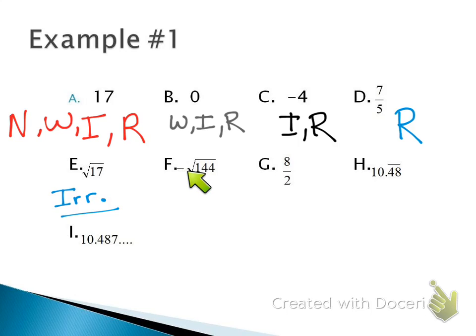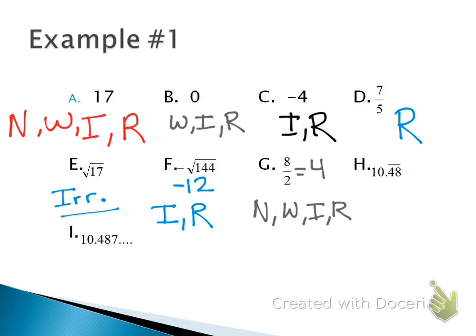That's negative, and then the square root of 144. What's the square root of 144? 12. So this is the same thing as a -12. What sets does -12 fall into? Integer and rational. Wonderful. G, we have another fraction, but anything special about this fraction? 4, so it's natural, whole, integer, and rational. Good. It is a fraction, however, you can write it as 4, which falls into natural, whole, integer, rational.